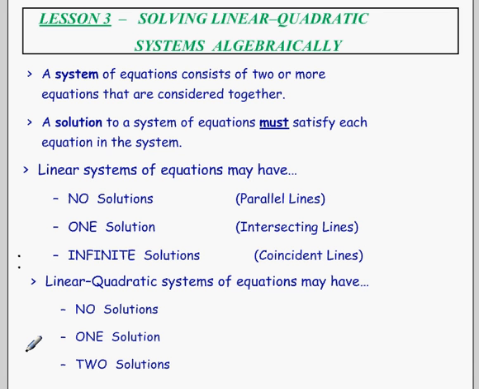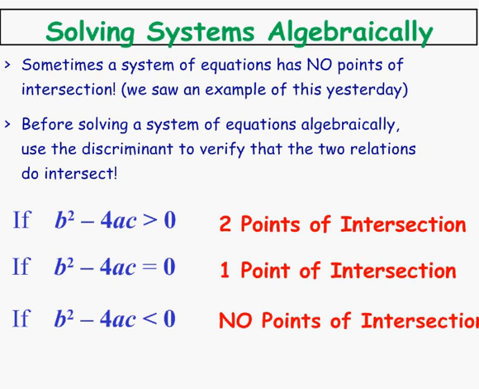For linear systems of equations, you can either have no solution, one solution, or an infinite number of solutions. But when you have a linear and quadratic system, you either have no solutions, one solution, or two solutions. Okay, sometimes you end up with no point of intersection.